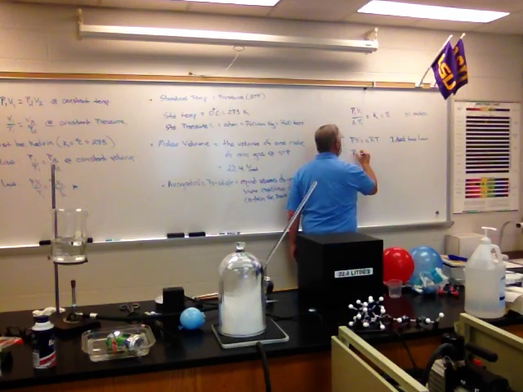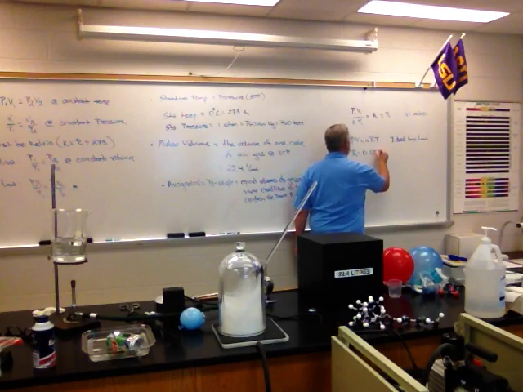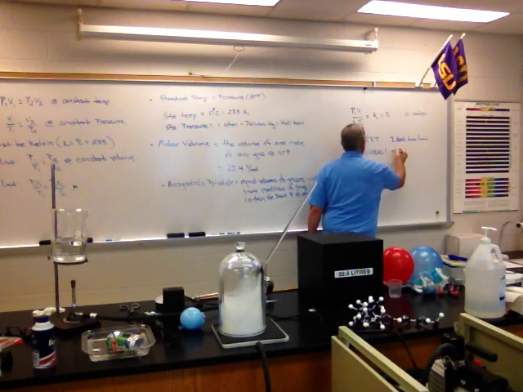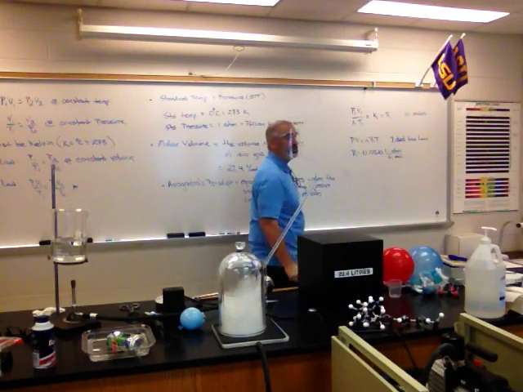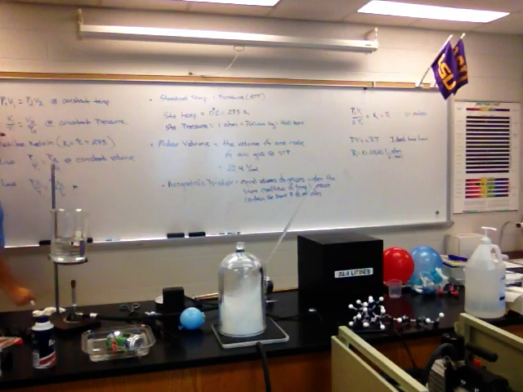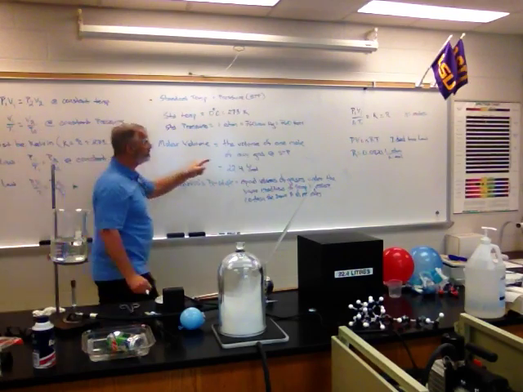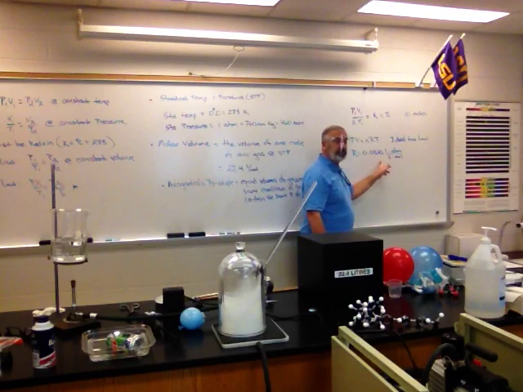R will always be given to you: 0.0821 liter atmospheres per Kelvin mole. Now, there is no constant on these, so pressure and volume can be in any units. Temperature always has to be Kelvin, but pressure and volume can be in any units here, because there's no constant. But because we're calculating a constant, the units here have to be, volume has to be in liters, pressure has to be in atmospheres, temperature in Kelvin, and n is always mole.